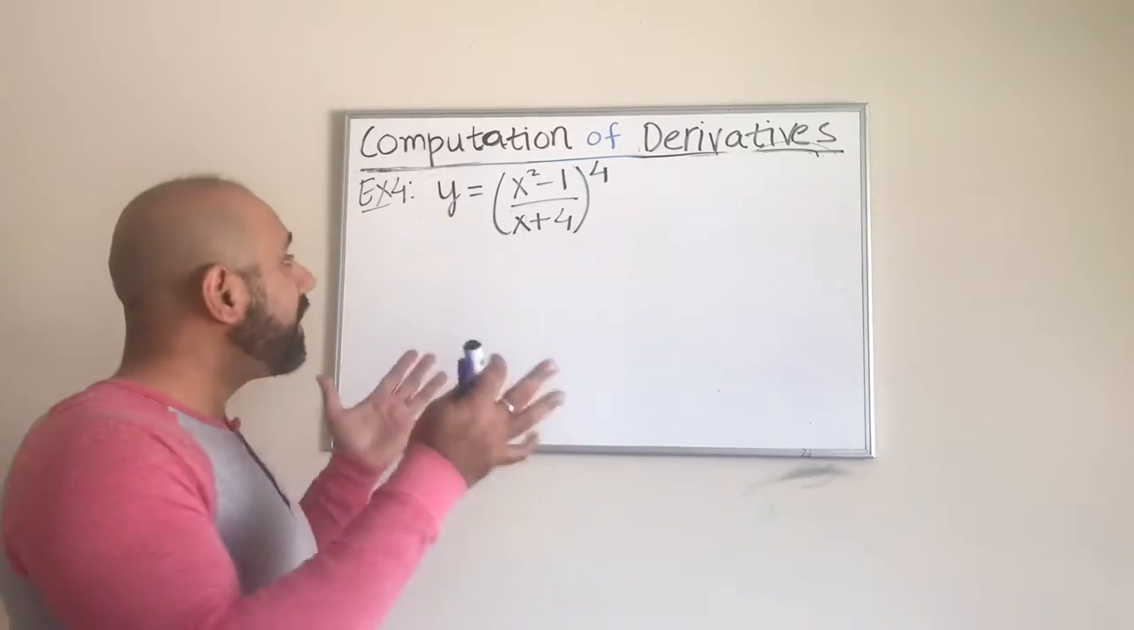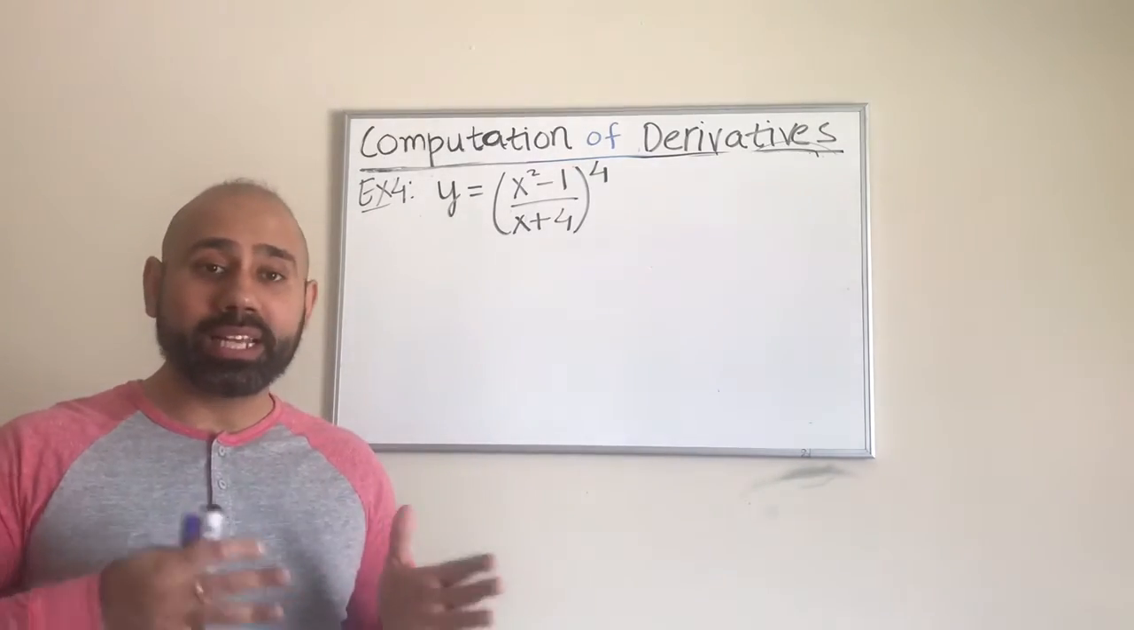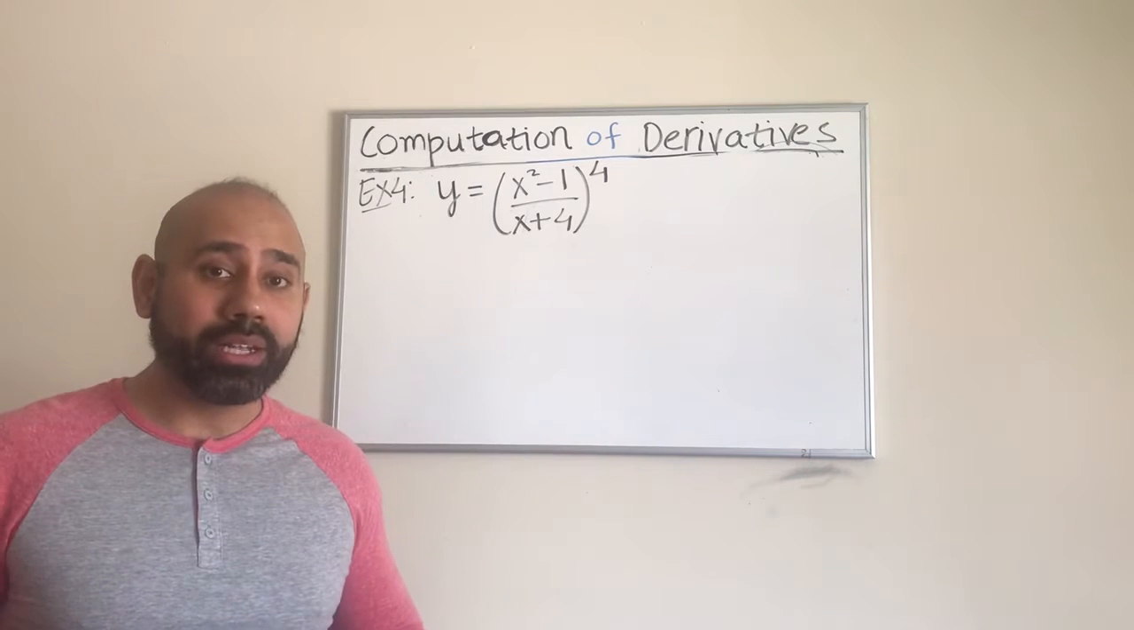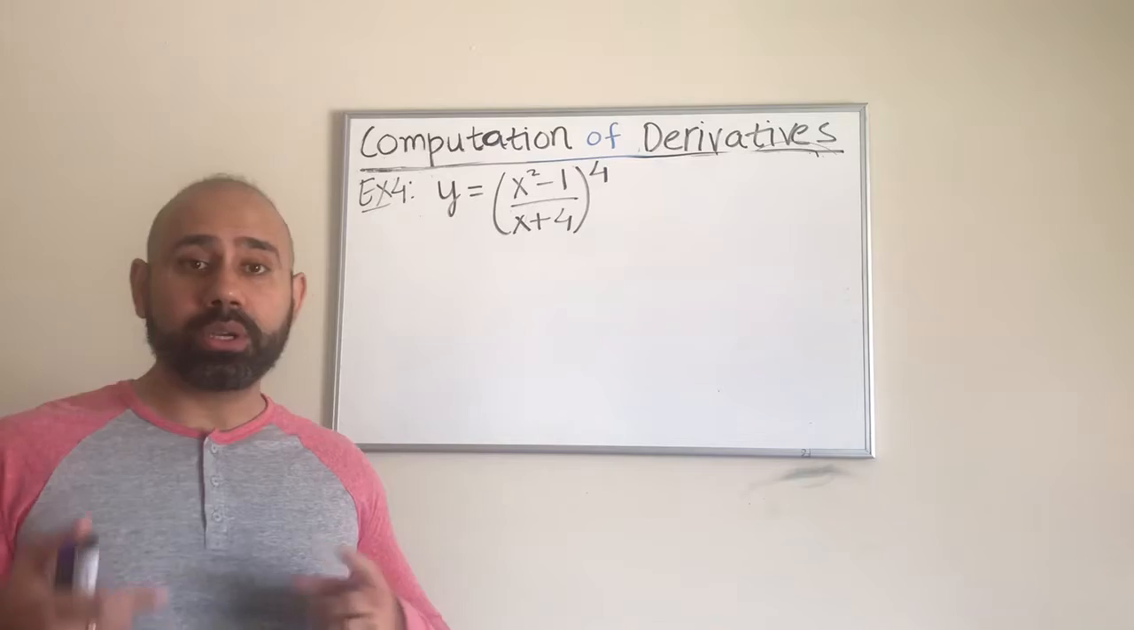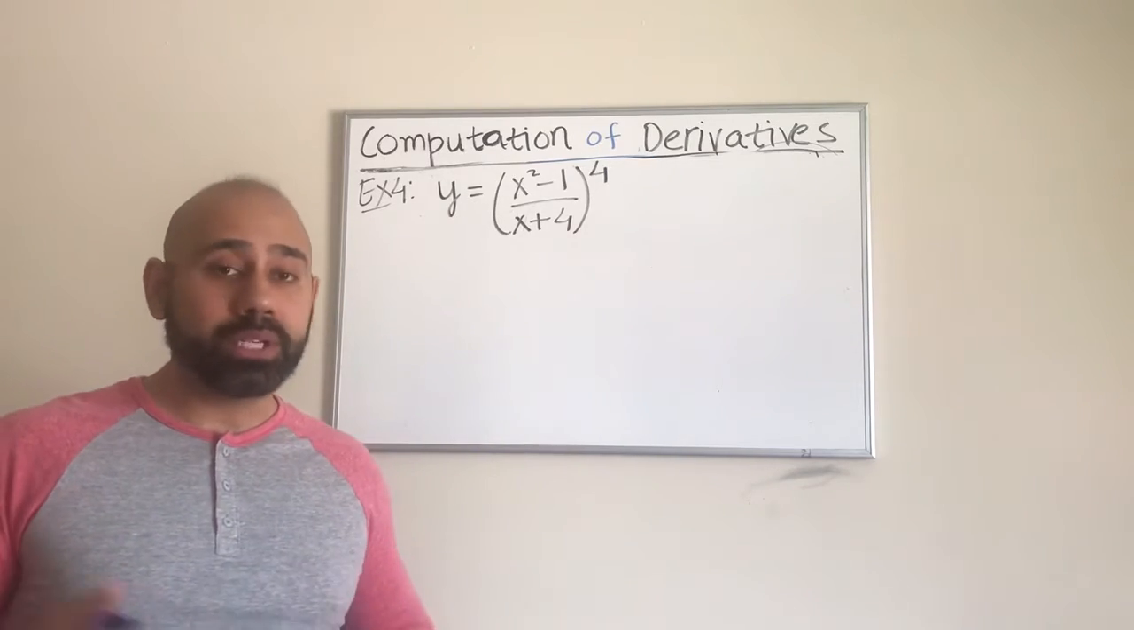And then this whole function is raised to the power 4. We can see that there's a composition of functions going on here as well. So I think we have to use either the quotient rule first or the chain rule, or there could be a combination of other rules as well.